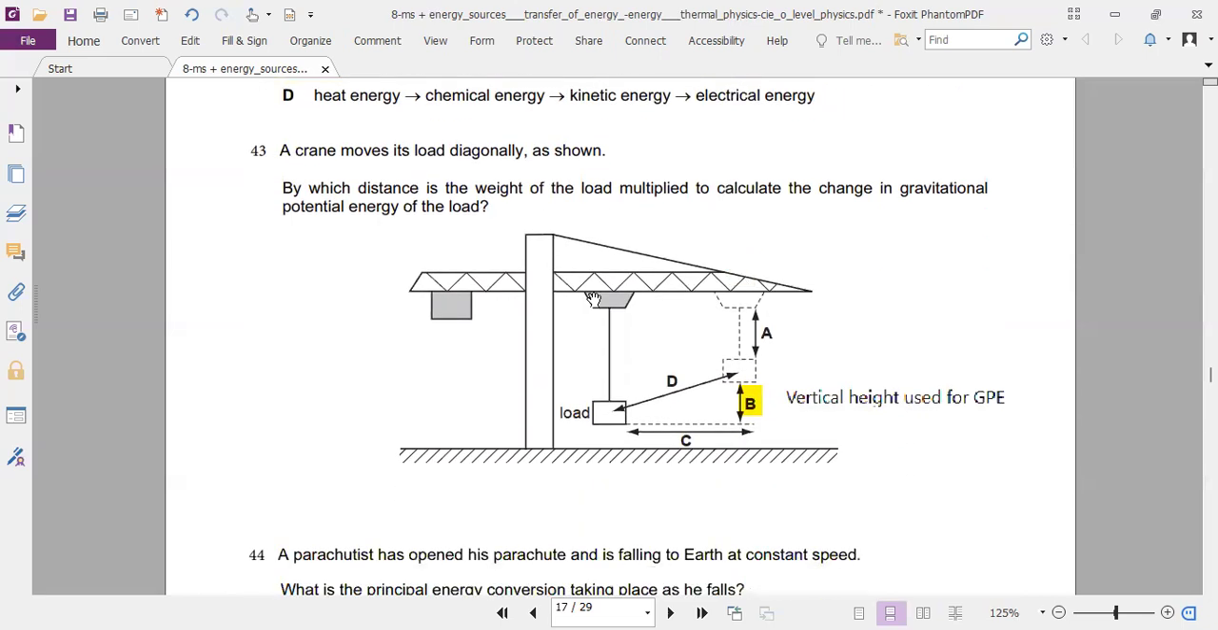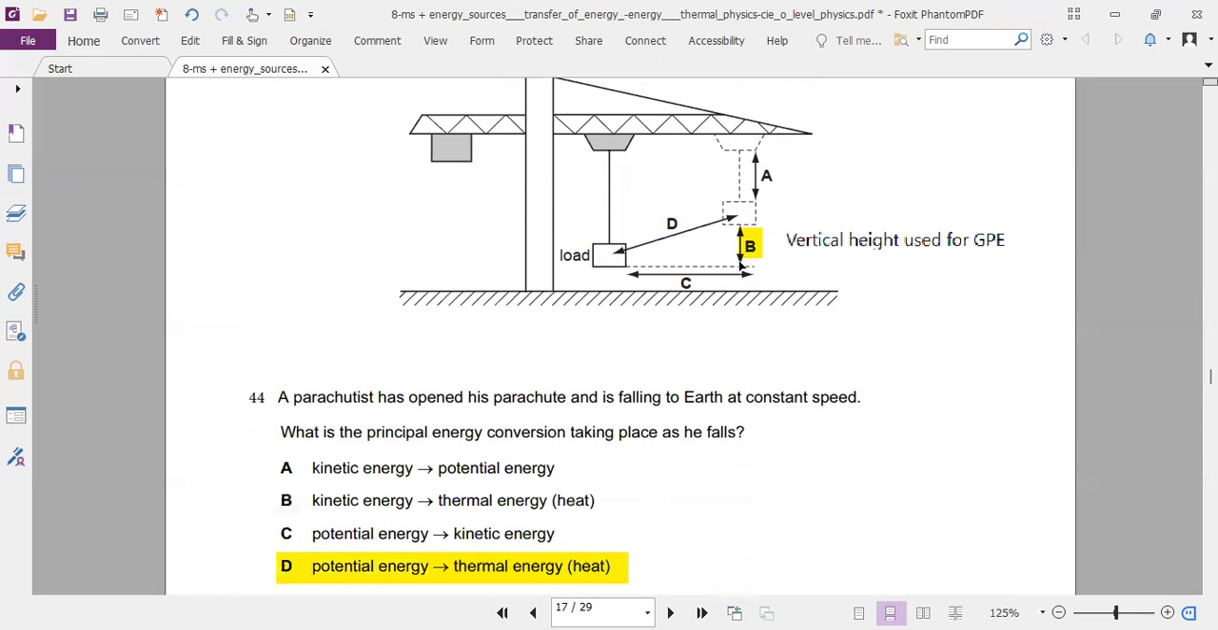In this, which height is considered to be useful for the work done? So it is the height B. This is how much the load is lifted. So this is the potential energy. Change in the potential energy will be calculated using the height B.